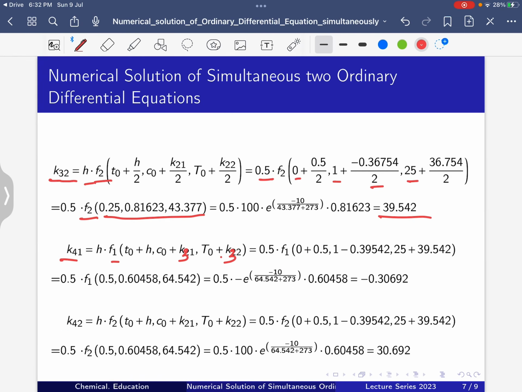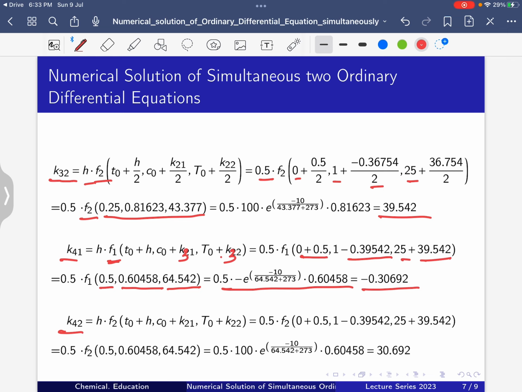So now here t0 plus h, so that is 0 plus 0.5, and then 1 minus 0.39542, and then 25 plus this. If we plug all these values, then we'll get 0.5, 0.60458, 64.542, and then this is the function 1. We plug all these values in function 1, we'll get k41 is minus 0.03692. Similarly, we can get k42.